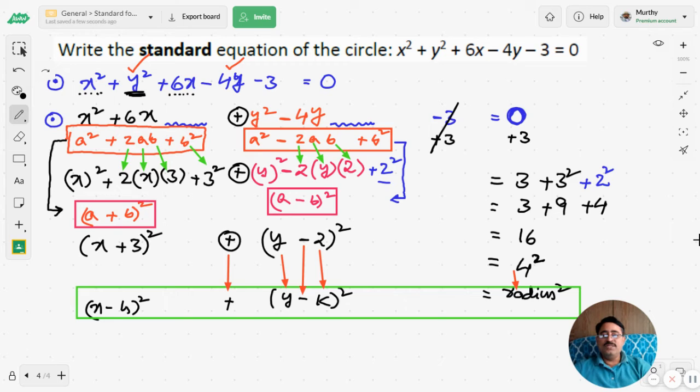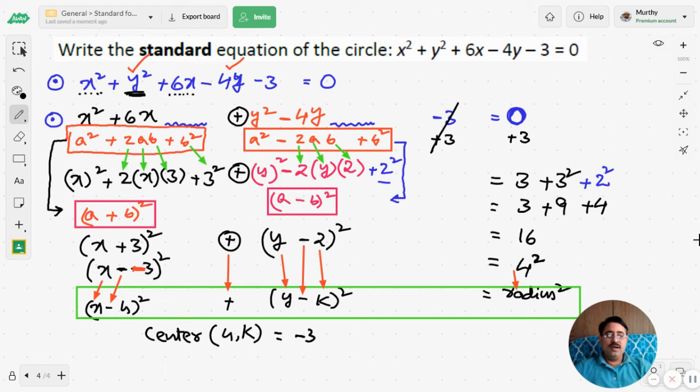This is the last step, which is x subtract negative 3 whole square. Negative of negative gives you positive sign, right? Therefore, x subtract negative 3 means negative of negative, that gives you positive. Now you see that x value has a negative sign. So the value of h, you can say that it is negative 3. So what is the center? Center h, k, the value of h, I see that negative 3, the value of k, it's not negative 2, it is just 2. And next radius: radius square equals to 4 square, so radius equals to 4 units.